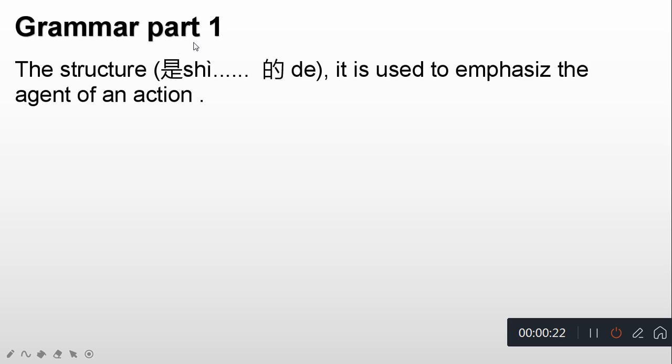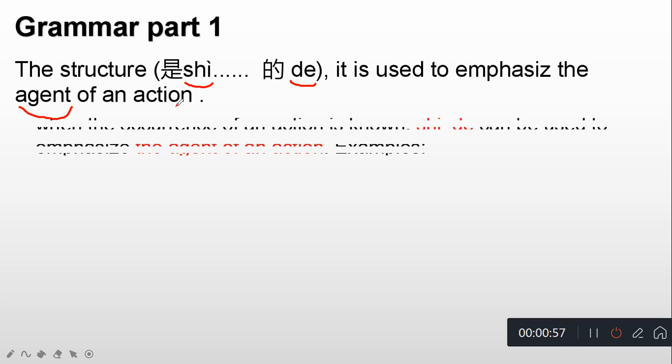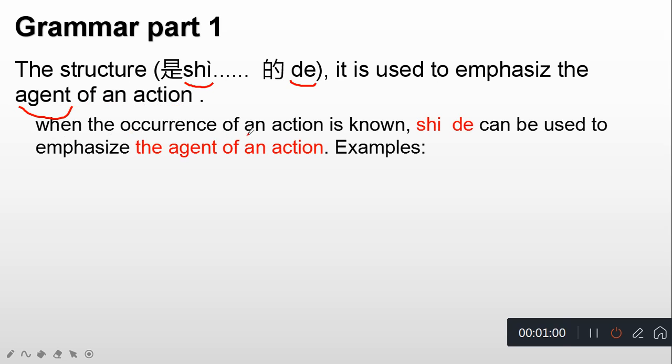And grammar part 1 is all about two words, 是 and 的. So these two words in a Chinese sentence, how do we translate it, or how do we use it in a Chinese sentence? It is used to emphasize the agent of an action. Whenever you see 是 and 的 come in one Chinese sentence, that means the agent of an action is being emphasized. When the occurrence of an action is known, 是的 can be used to emphasize the agent of an action. Just memorize the agent, not anything else.